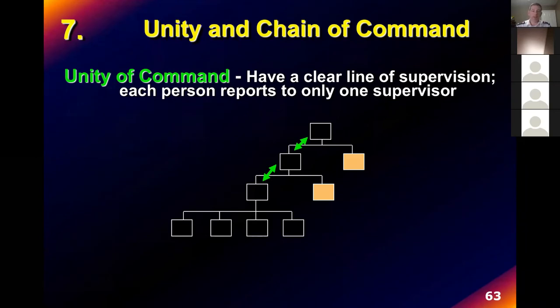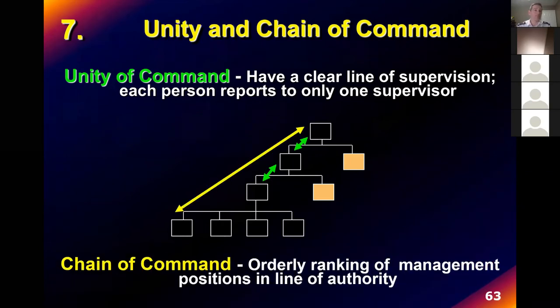In most cases, the line is from command to a single resource. Again, that's in the smaller scenes, but a proper chain of command needs to be followed as the scene expands. A chain of command is an orderly ranking of management positions in the line of authority. So the operations chief reports to the incident commander, and the branch director for an area would report to the operations chief, who reports up to the incident commander. That's what the chain of command is talking about. With unity of command, it's the concept that you have one and only one supervisor at that scene.